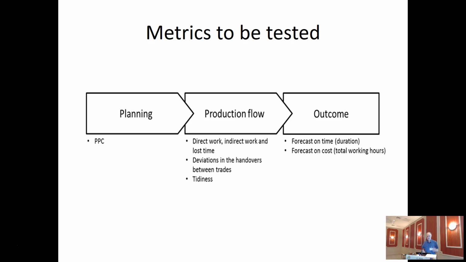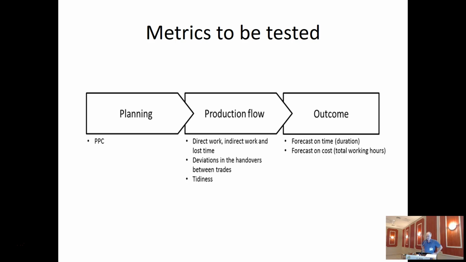The second measure here is half the flow perspective. Here we intend to measure deviations between handovers between trades, being a measure on the smoothness of the flow. Because if we have problems in the handovers between trades, that's not a smooth thing. Then it stops and goes.